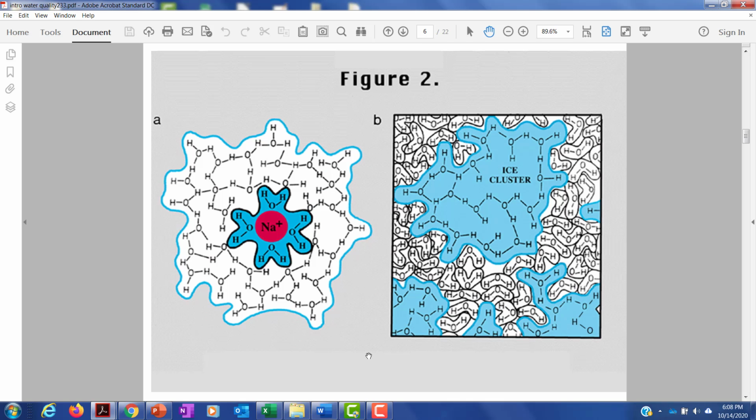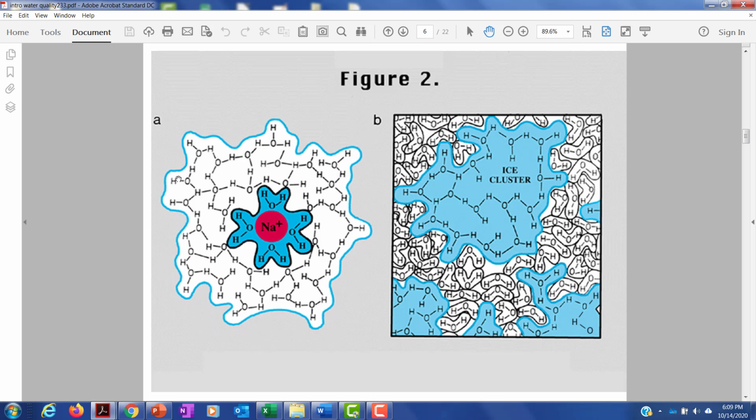But I want to focus more on the basic chemistry of water and how water dissolves chemicals, how contaminants get in the water, and then ultimately what we'll learn is how we remove those chemicals from the water so it's safe for us to use.